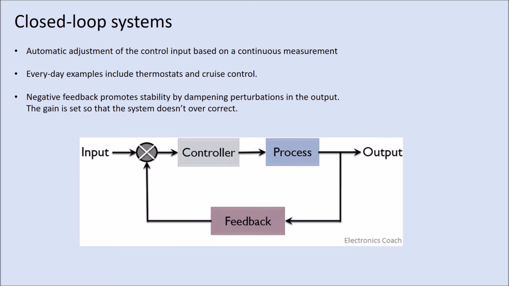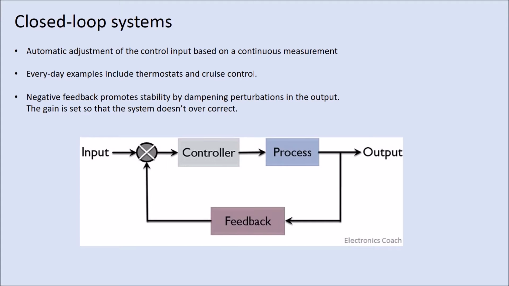And this kind of thing crops up in everyday life quite commonly. Think about things like thermostats, controlling temperatures of your house or room, and cruise control in your car, for example, are all examples of closed loop feedback systems.